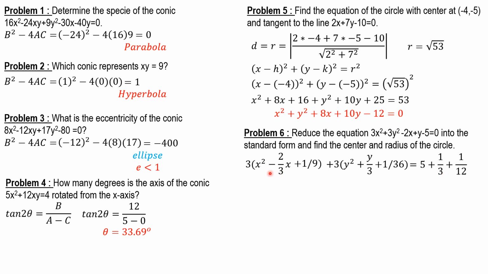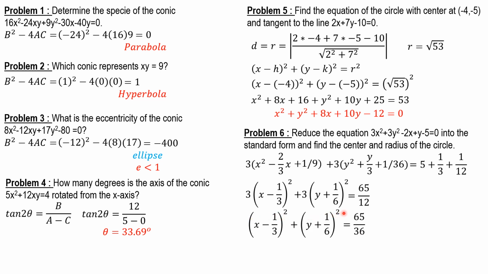Simplifying the right side and writing this in factored form, we have 3 times quantity x minus 1/3 squared plus 3 quantity y plus 1/6 squared equals, the right side is 65 over 12. Dividing everything by 3, we have x minus 1/3 squared plus y plus 1/6 squared equals 65 over 36.